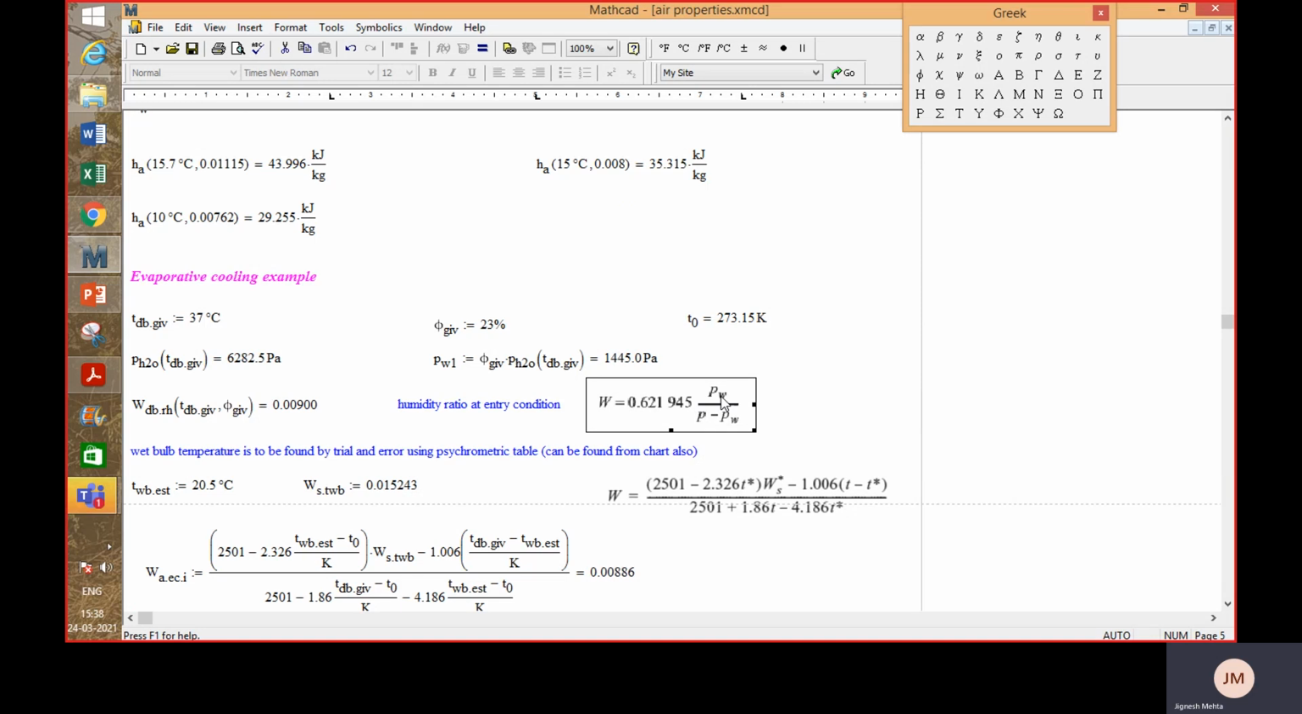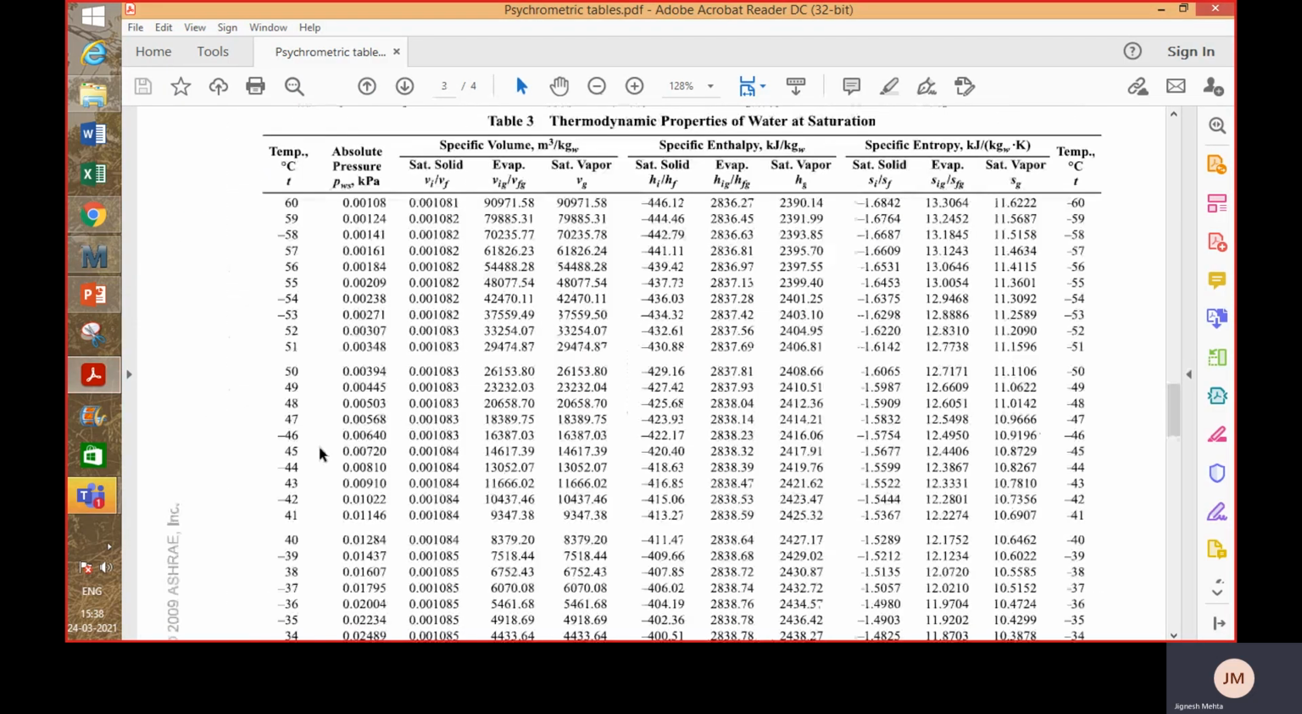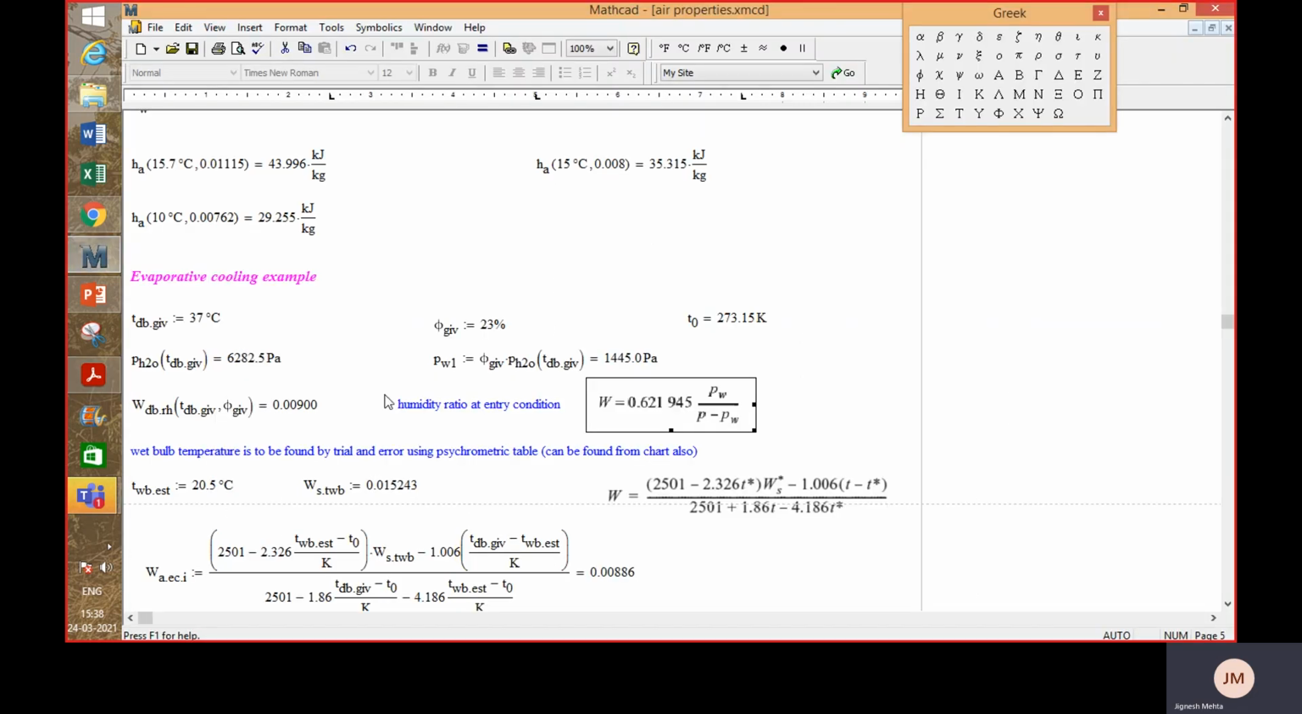Now, how do you get PW? PW is nothing but the saturation pressure at the given temperature, that is at 37 degrees Celsius. What is the saturation pressure of water? That multiplied by 23% or 0.23 would give you PW. So the saturation pressure, you will be able to get it from the saturation properties of water. So it's around 6.2818. You can get it from this table. And then 23% of that is the actual water vapor pressure.